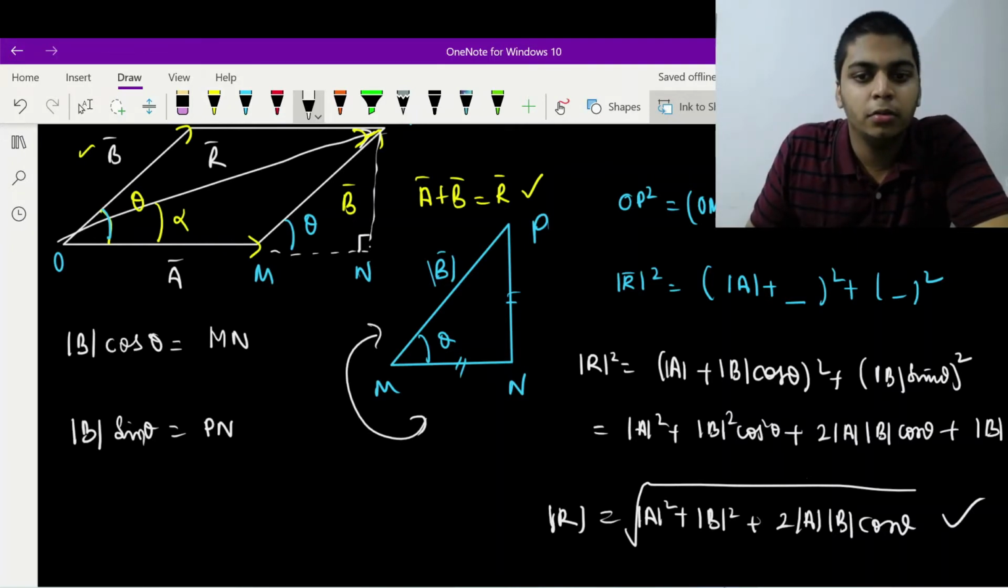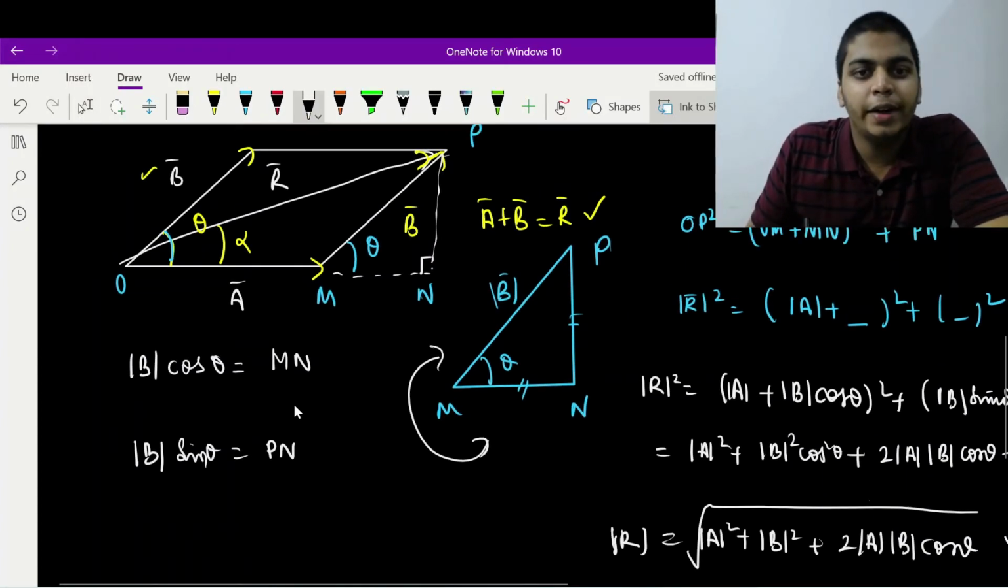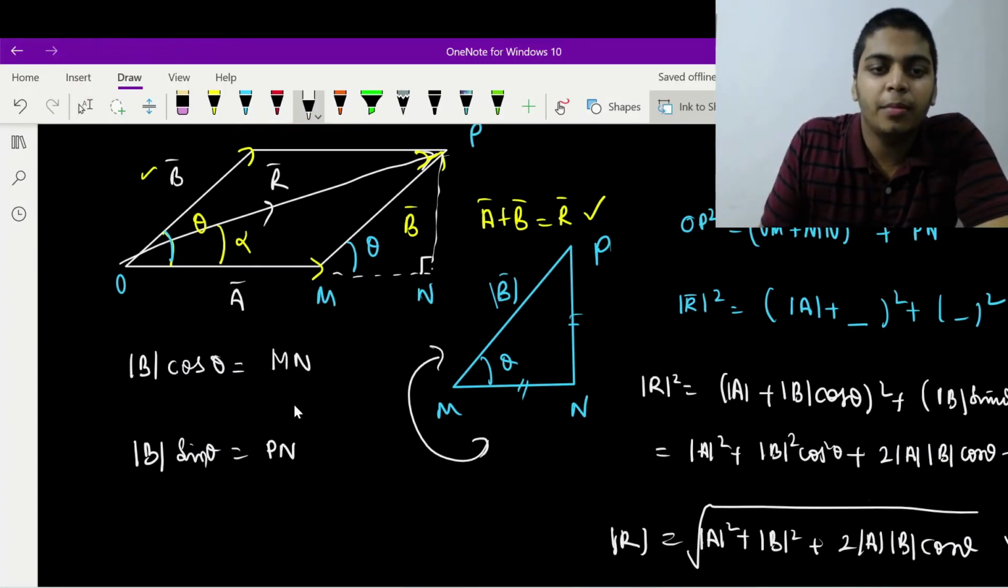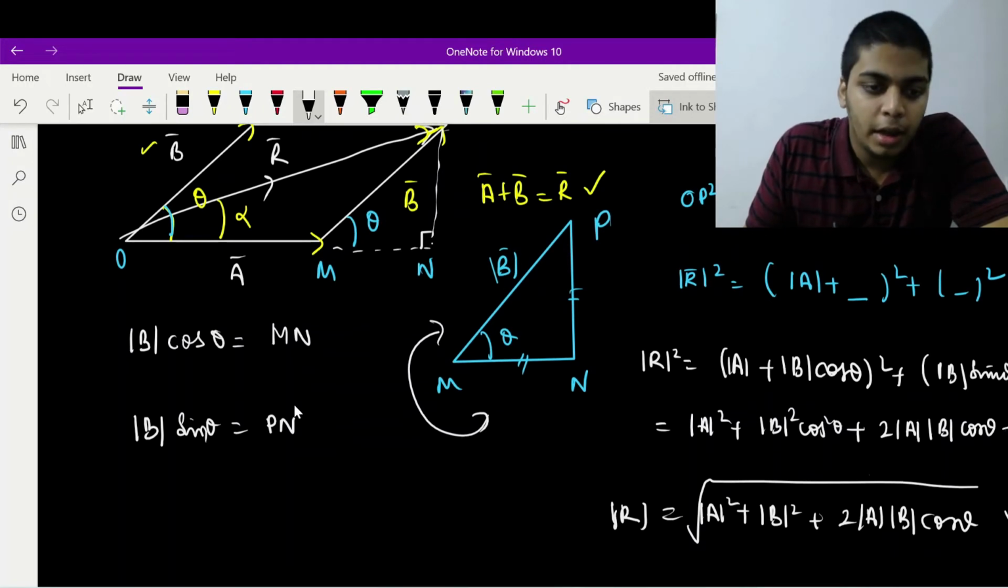Now let us also get into the other case, when you'll be asked to find the angle between the resultant vector r bar and a bar. So that is nothing but alpha. So how can you find the angle alpha?